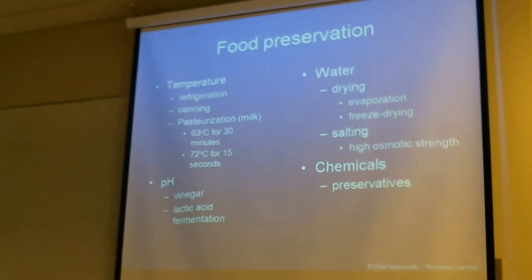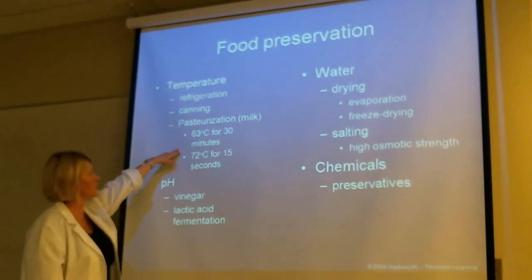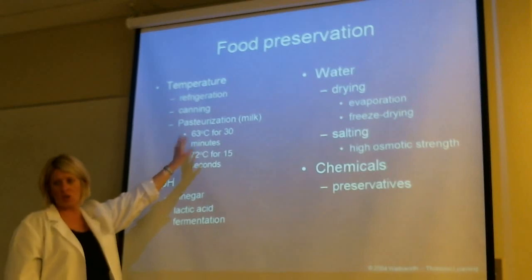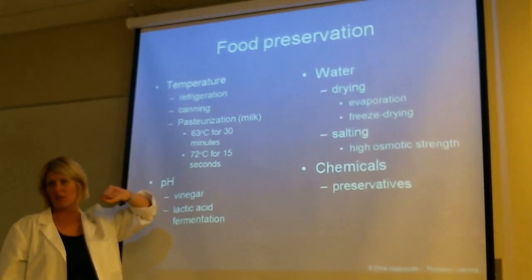Now as far as this slide, food preservation, just know these main bullet points: temperature, pH, water, chemicals. There are a lot of preservatives that are used. As far as water, manipulating whether they salt or taking it out and drying, temperatures, that pasteurization. You'll notice I kind of, for the batch method, I just put 63 for 30 minutes and I put 72 for 15 seconds for the flash. Just kind of making it easier. Usually that's what I put on the test to simplify it.